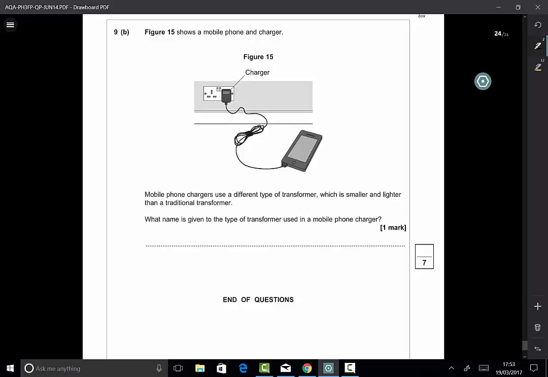Okay, mobile phone chargers use a different type of transformer which is smaller and lighter than the traditional transformer. What name is given to this transformer? It is called a switch mode transformer.